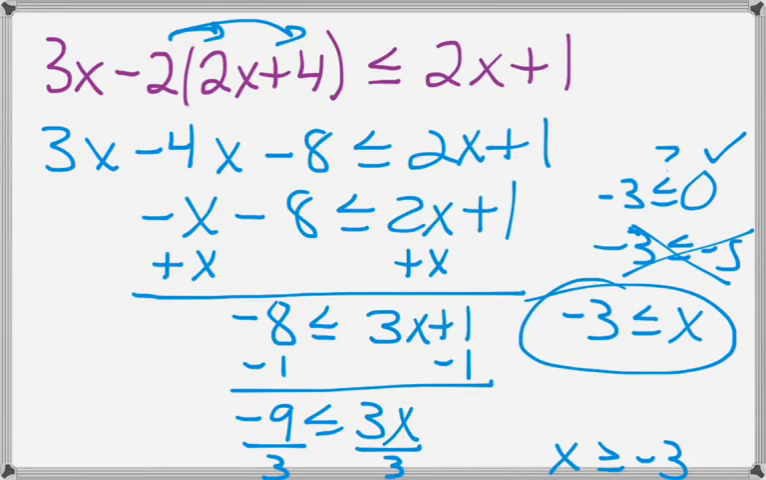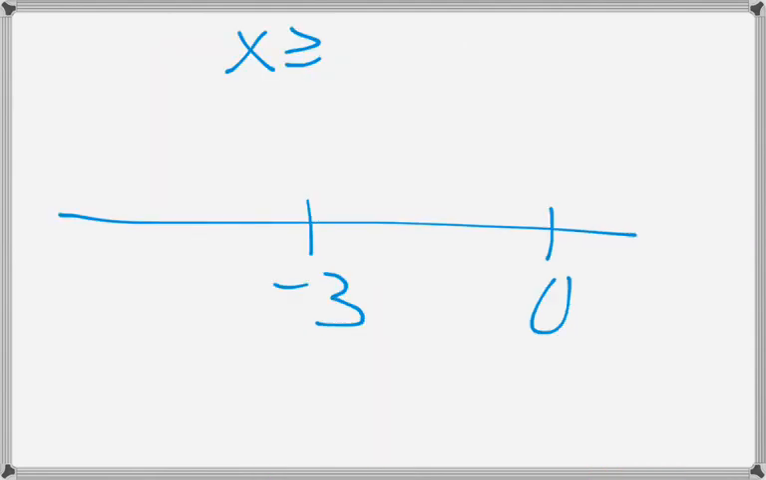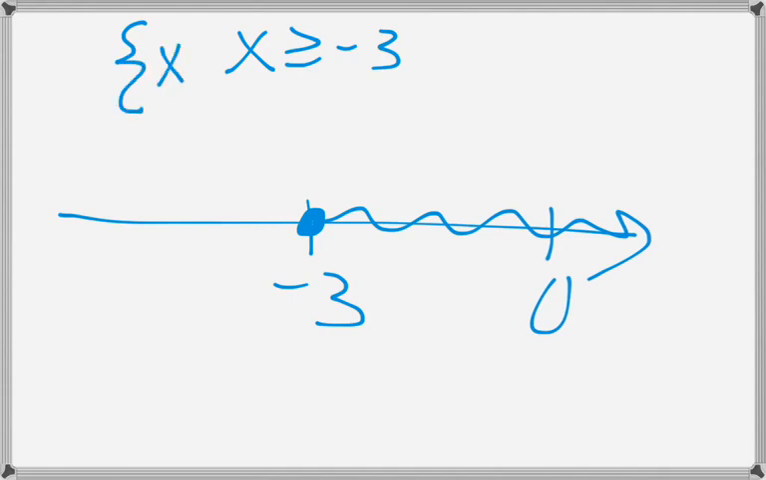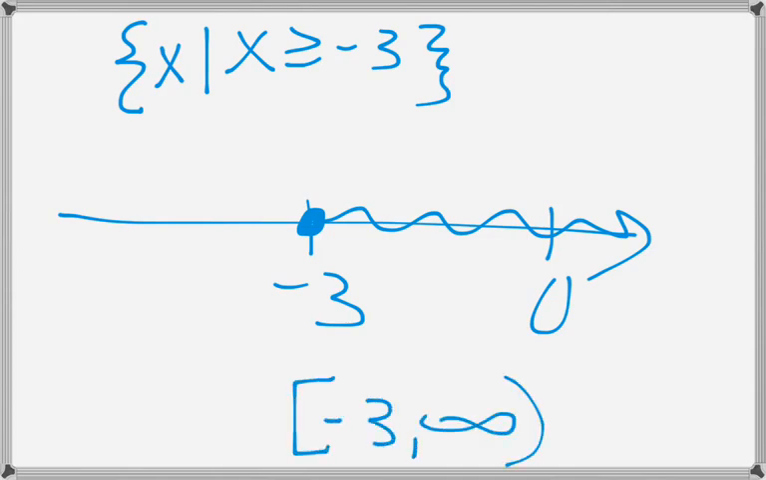So anyway, basically though, we have this that we're graphing. So in set notation, we would write the set of all x such that x is greater than or equal to negative 3. And in interval notation, we would write this interval.